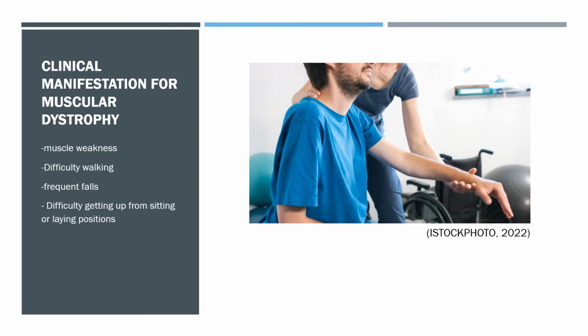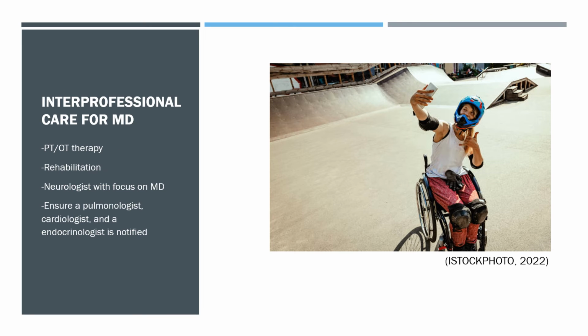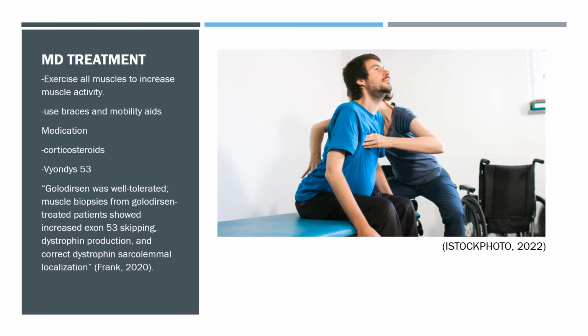Clinical manifestations for muscular dystrophy are muscle weakness, difficulty walking, frequent falls, and difficulty getting up from a chair or lying positions. Interprofessional care for this is PT/OT, rehab, and neurological focus for MD. Ensure that the patient has a pulmonologist, cardiologist, and endocrinologist noted so that they can provide orders for different diagnostic tests that could be affected by MD.